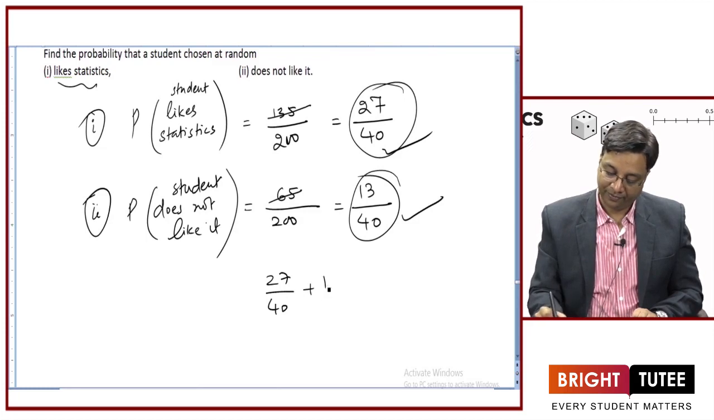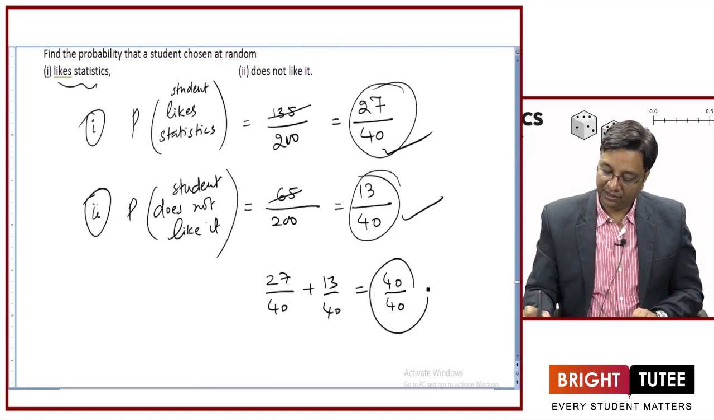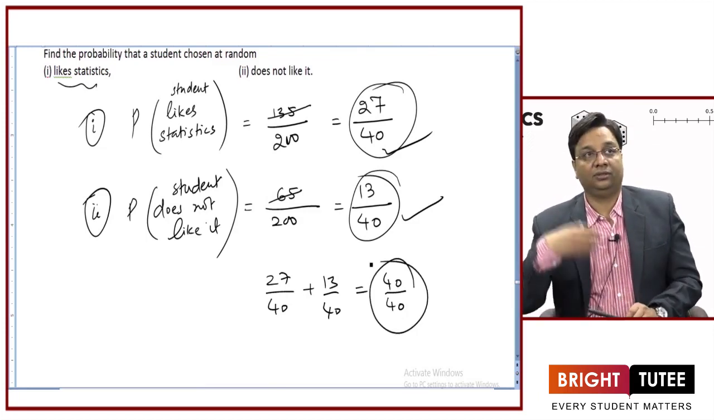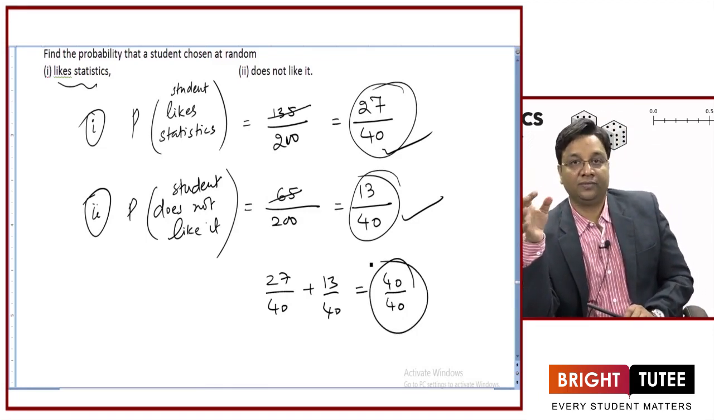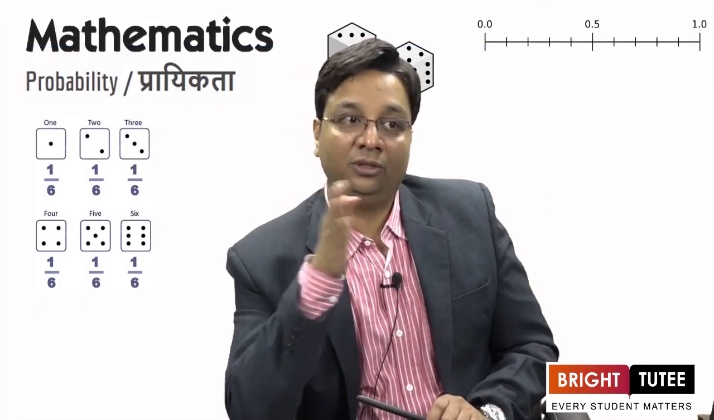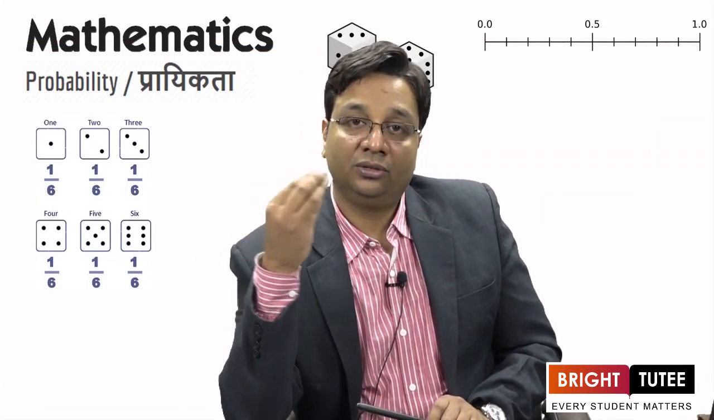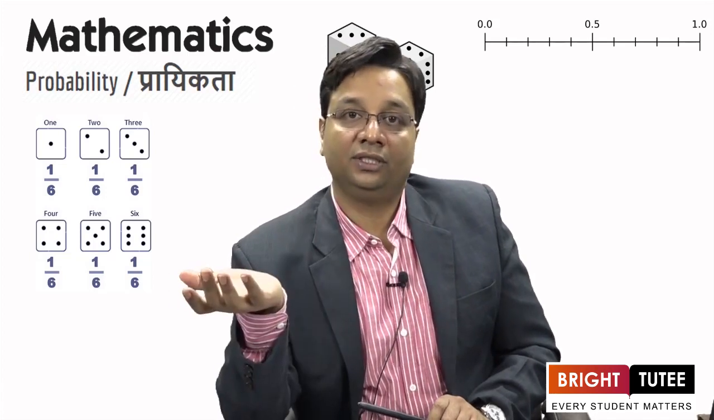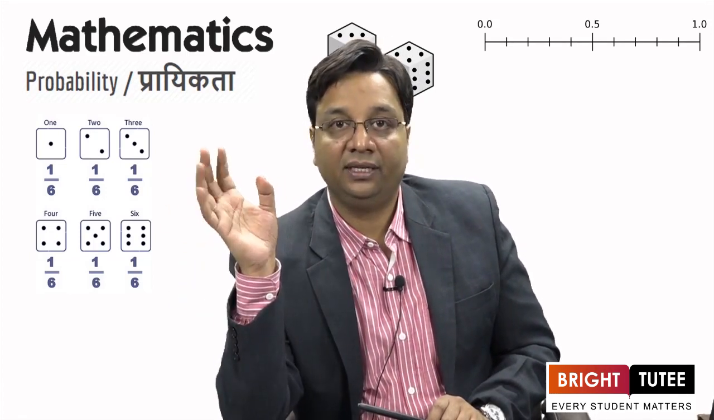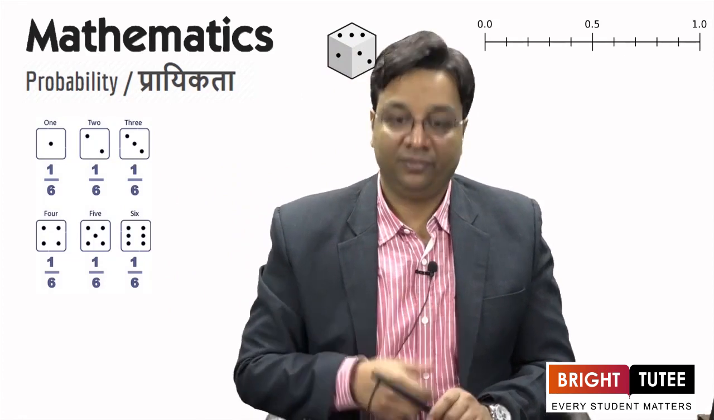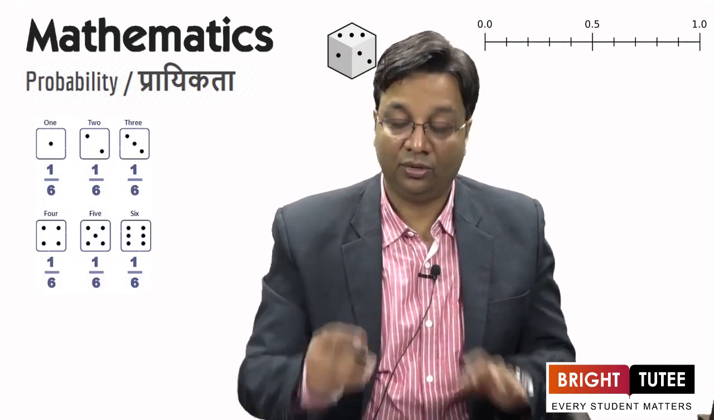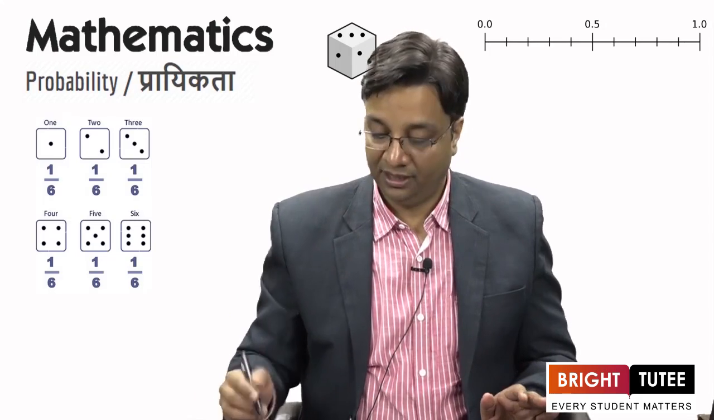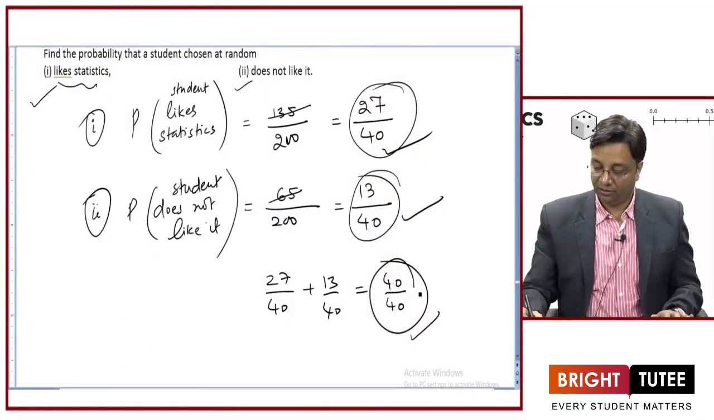Why? Because when you ask 200 students whether they like statistics or not, and you give only 2 options, that either you like it or you don't like it, the student will either say that he or she likes it, or that he or she doesn't like it. So, every one of them will fall in these 2 categories only. So, the sum of these probabilities is equal to 1.